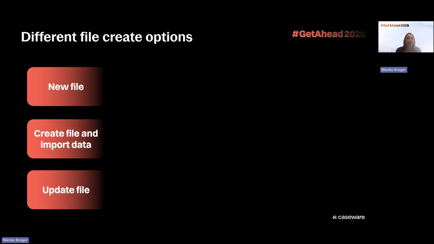So I want to go through the different file creation options, because that is going to manage your expectation on what is going to happen when you update the file, but also to ensure that you make the best selection of the different update options for a specific scenario. So if we talk through it, we basically have three options. The first one is new file. Then we have create file and import data, which we also sometimes call file new from existing in shorthand. And then we have the update file option.